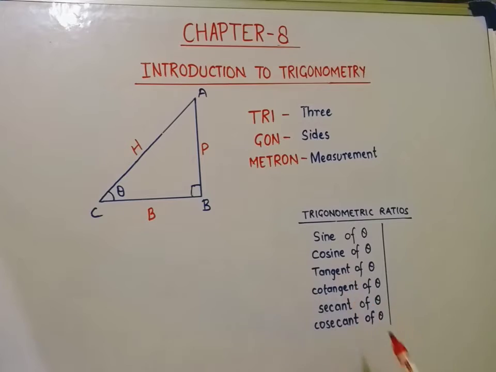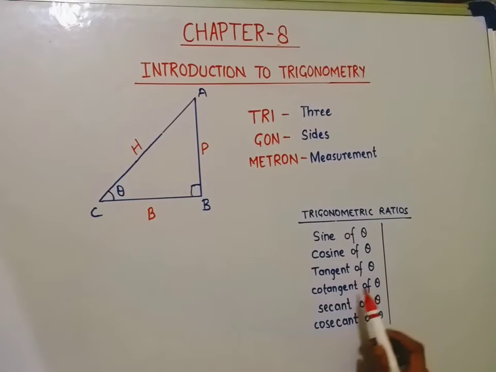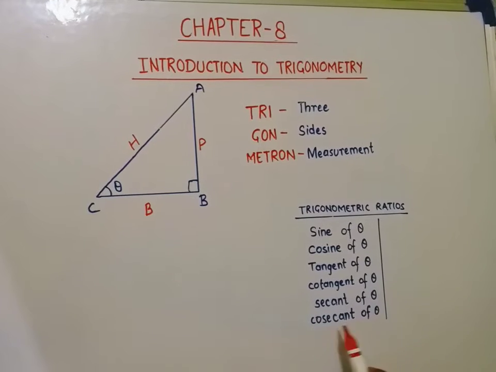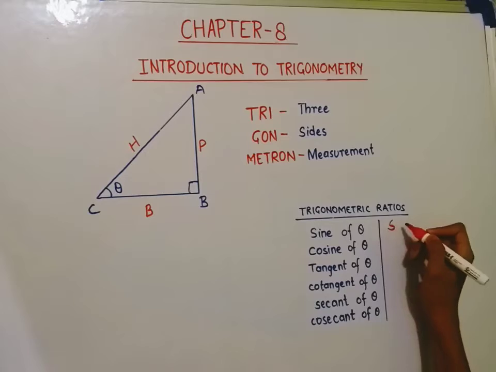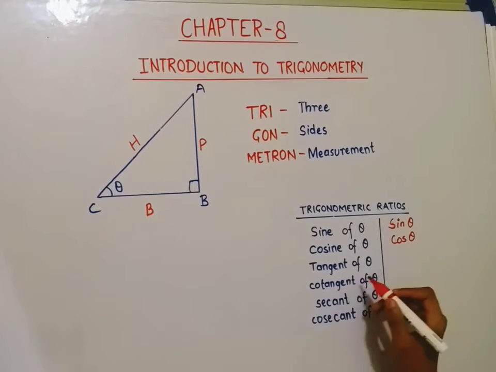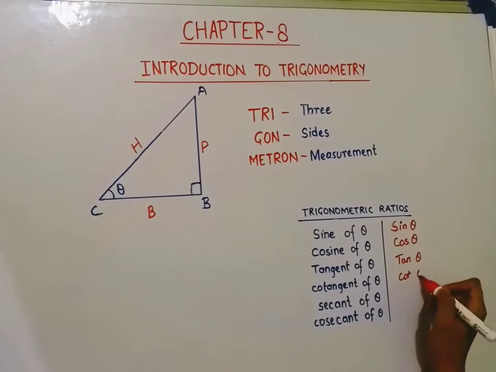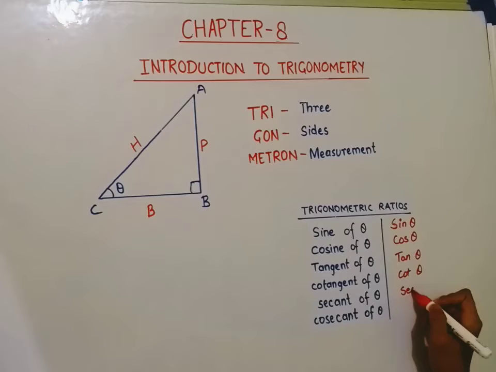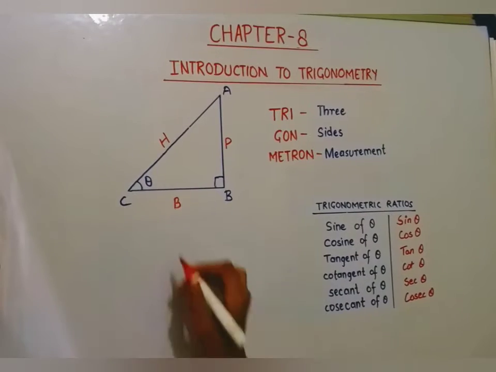There are 6 trigonometric ratios, namely sine, cosine, tangent, cotangent, secant and cosecant. Sine is written as sin theta, cosine as cos theta, tangent as tan theta, cotangent as cot theta, secant as sec theta, and cosecant as cosec theta.